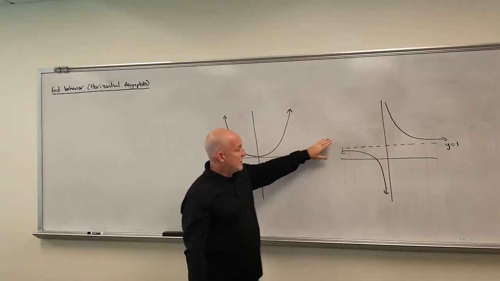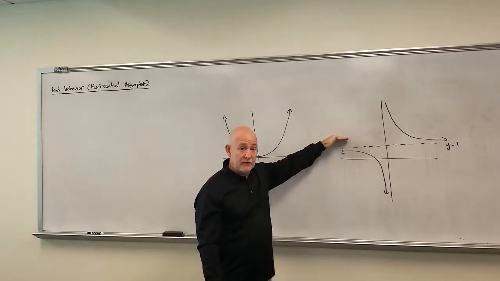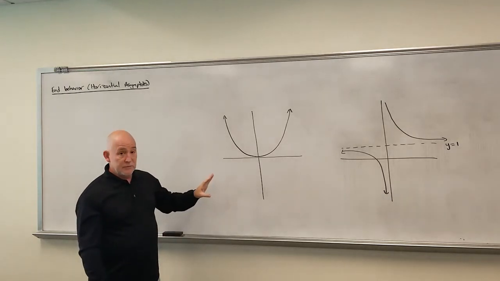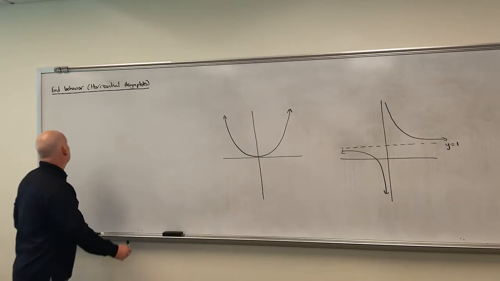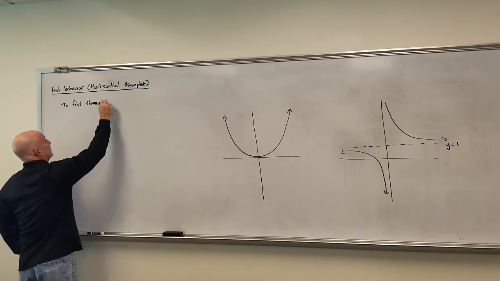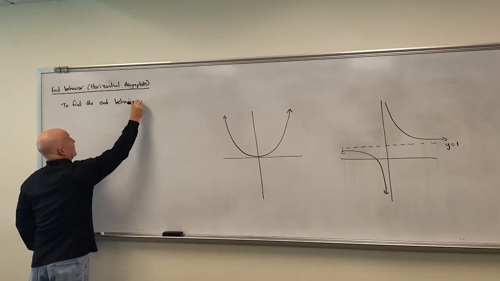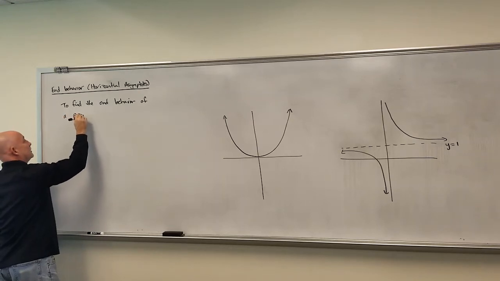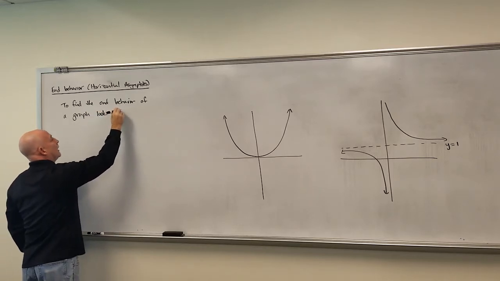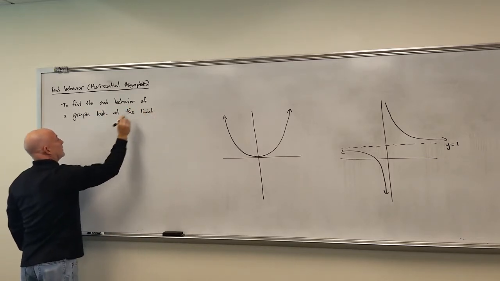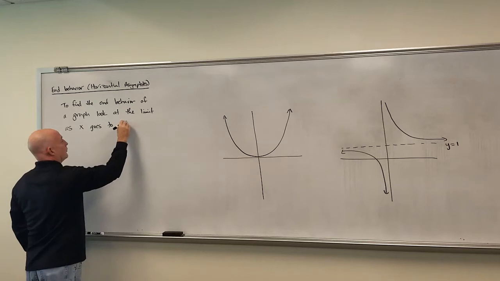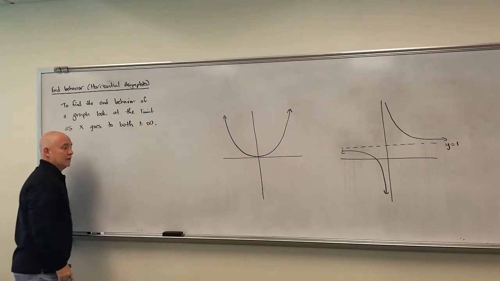In this case, if it's heading towards a specific value, it's called a horizontal asymptote. If it's heading off to an infinity, it's just called end behavior. But we can find both of these by doing the exact same thing. So to find end behavior of a graph, look at the limit as x goes to both positive and negative infinity.